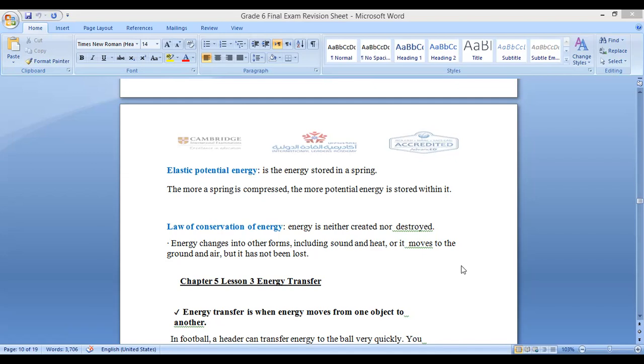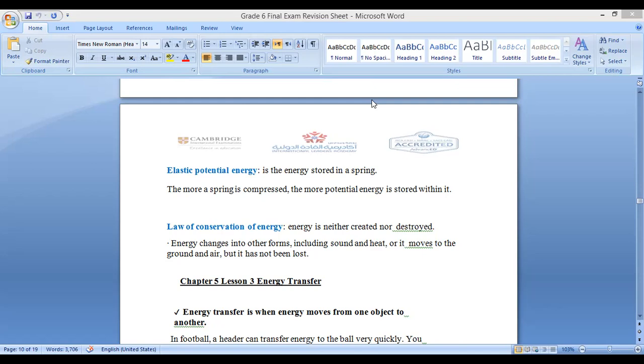Yes, Yakinan. Farah said the law of conservation of energy means that energy is neither created nor destroyed. I cannot create energy, and energy is not destroyed. So what's happening to the energy? Energy changes into different forms. Yes, excellent.